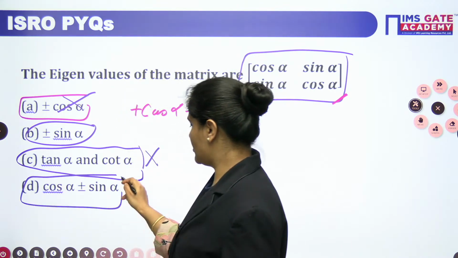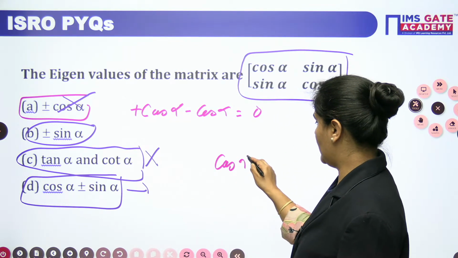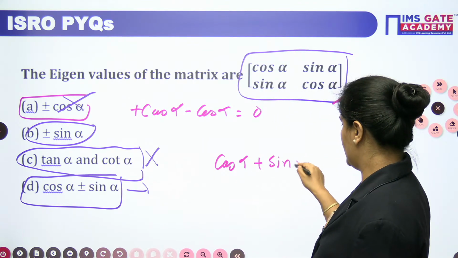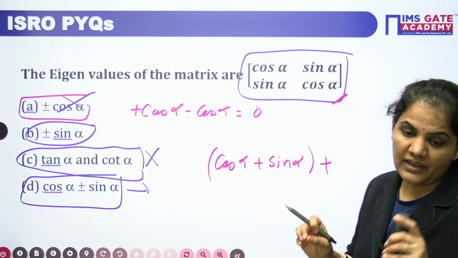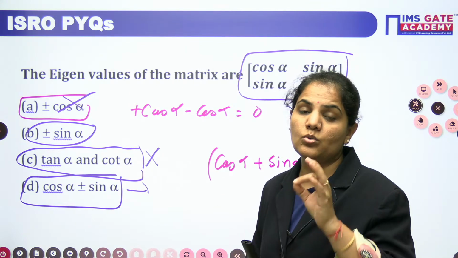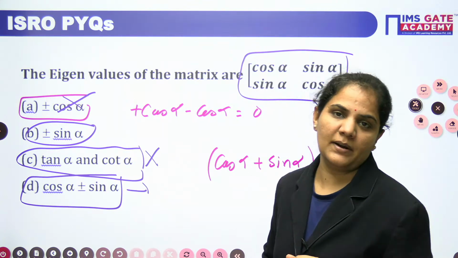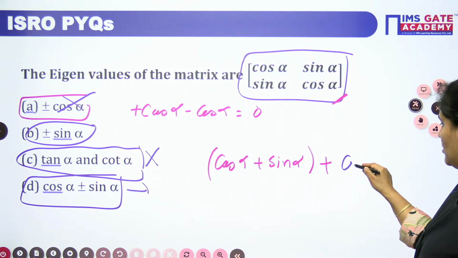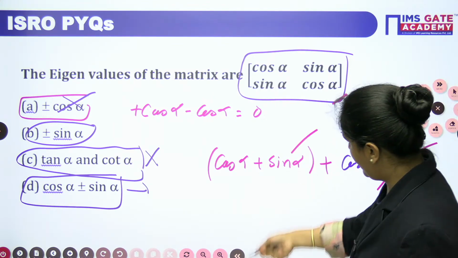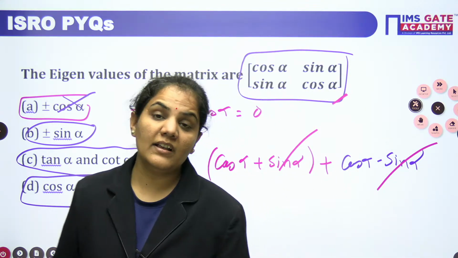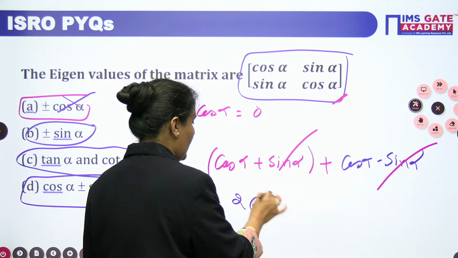Let's check out the last option, which is cos alpha plus minus sin alpha. If I write down cos alpha plus sin alpha, and plus, I need to find out the sum only. So here we can solve the question by only using Brahmastra part 1. There is no need to go with Brahmastra part 2. Plus cos alpha minus sin alpha. I can see plus sin alpha and minus sin alpha are gone. My result is here 2 cos alpha.